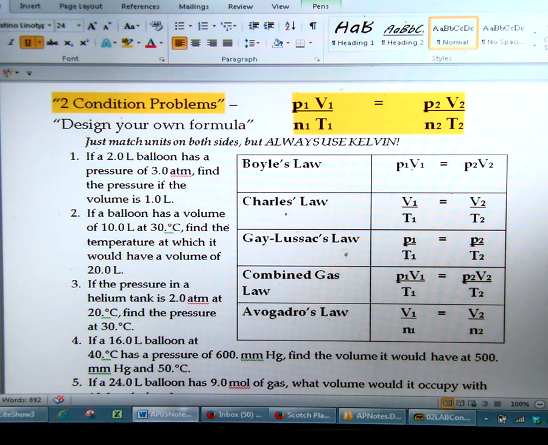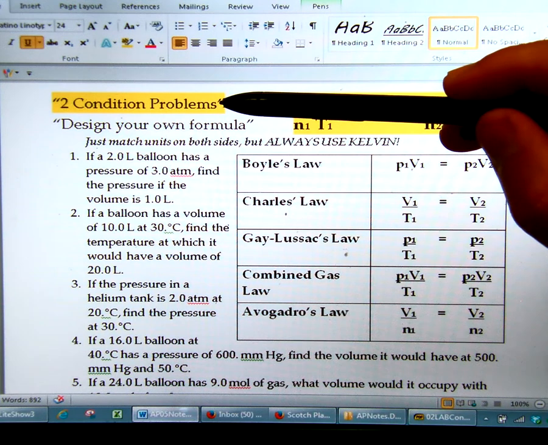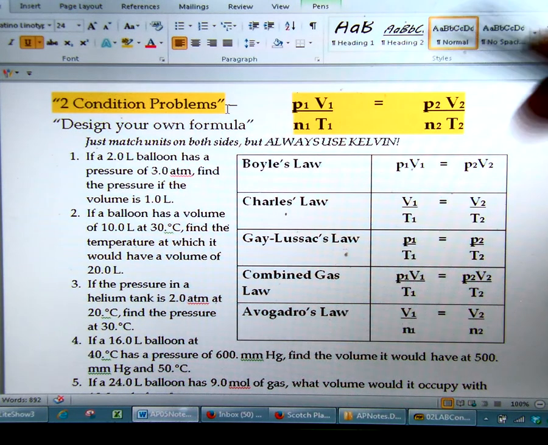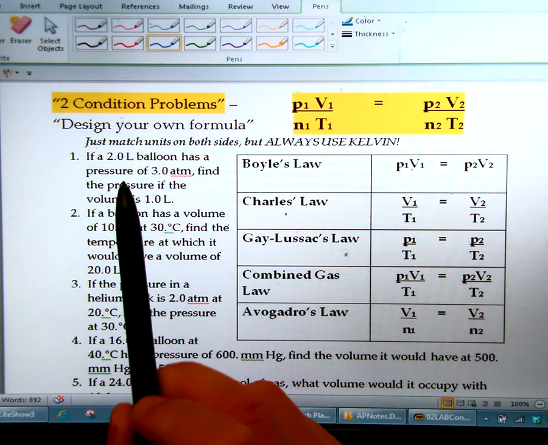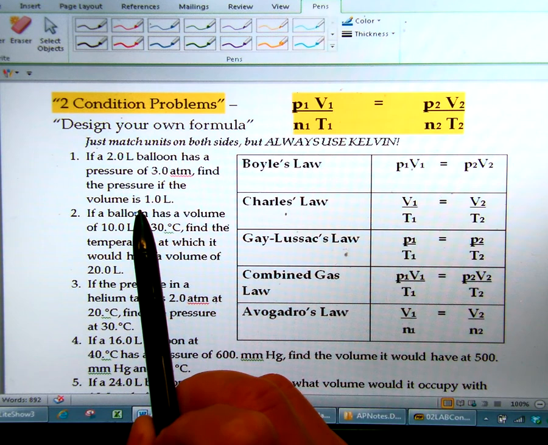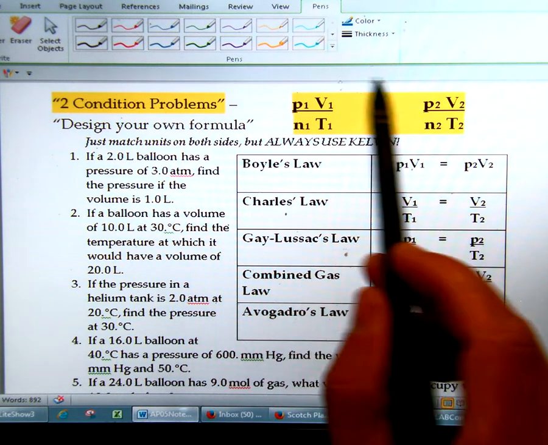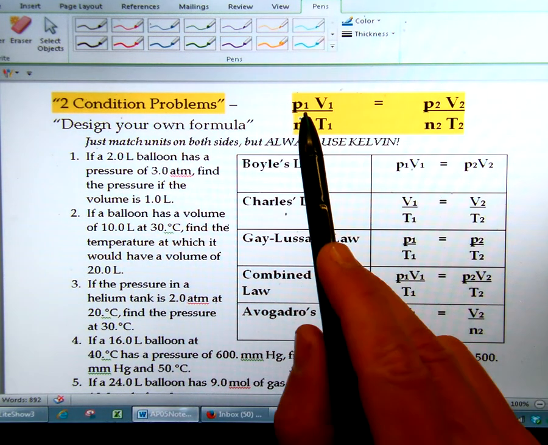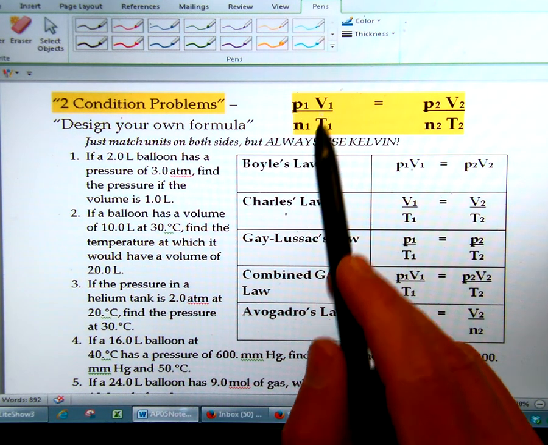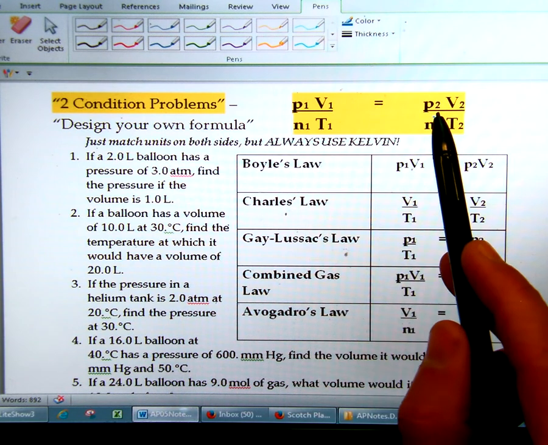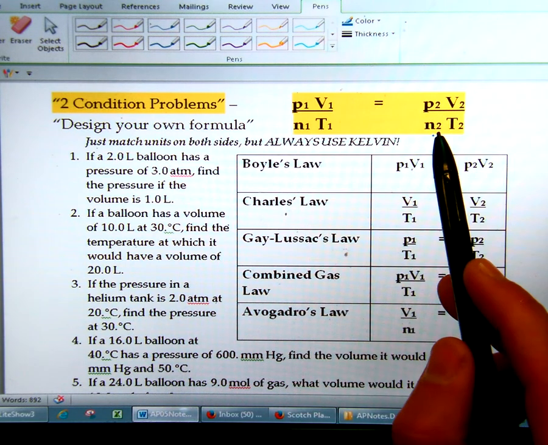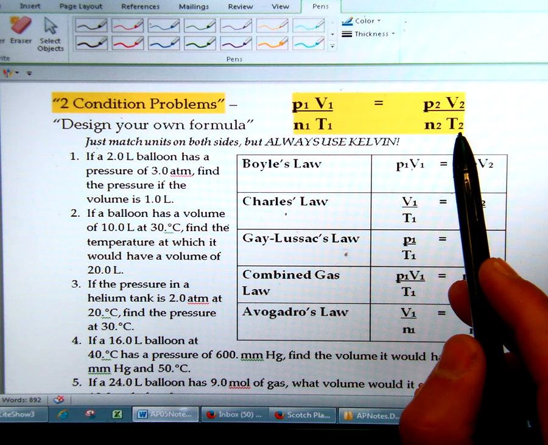Today we're in the Chapter 5 AP Chemistry Notes on page 3, and we're going to start off with understanding how to design a two-condition problem for gas laws. What you need to do is read a problem and figure out what variables are used in the problem, and then design your own formula from this general formula right here. So this is pressure times volume over moles times temperature in one condition equals the pressure times the volume over the moles times the temperature of a second condition.